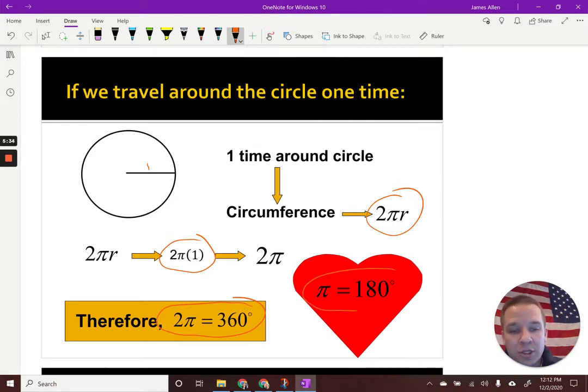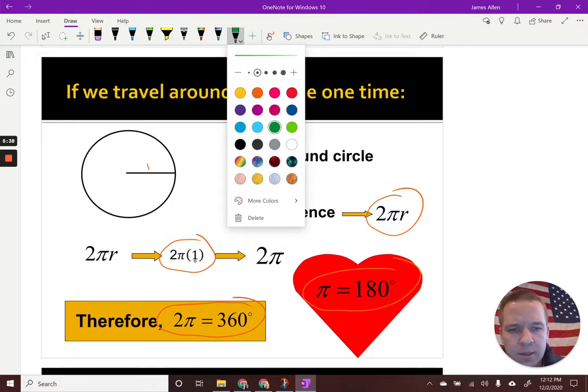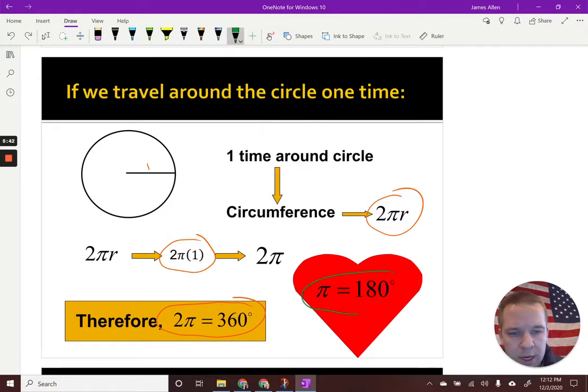And another important part to jot down, it's hard to see that orange there. So let's go with maybe green. I don't know why I'm circling it. It's already in a red heart. Isn't it already noticed enough?